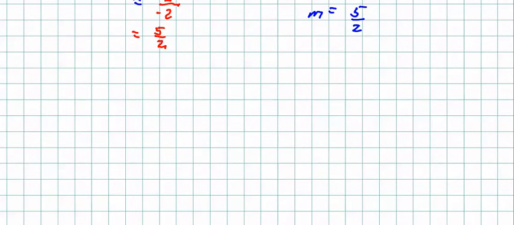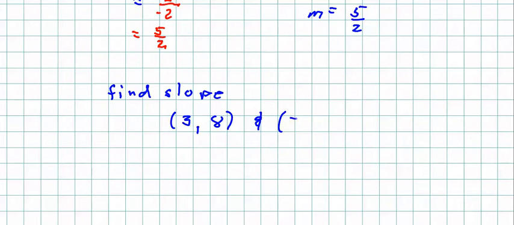All right, let's look at one more example. Find the slope of the line containing these 2 points. All right. (3, 8) and (7, 3).